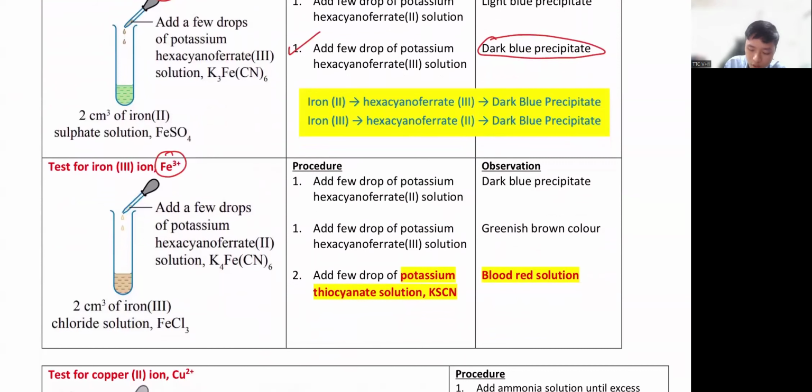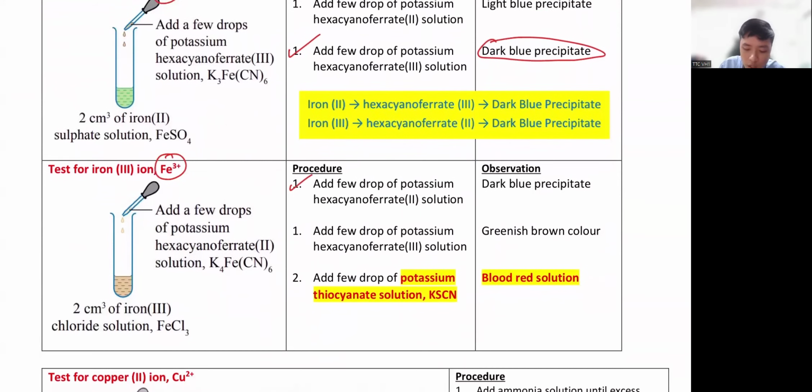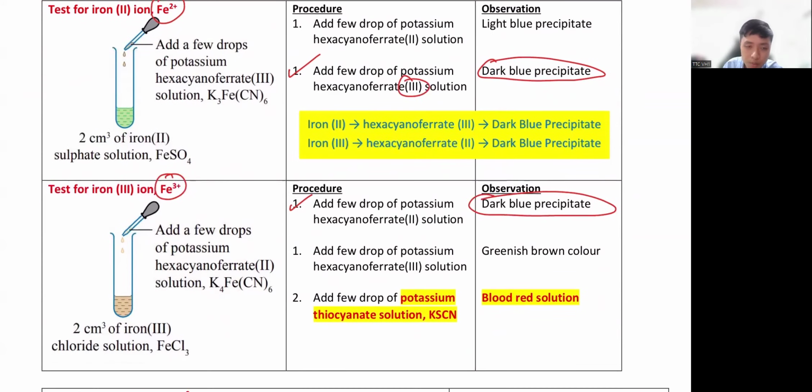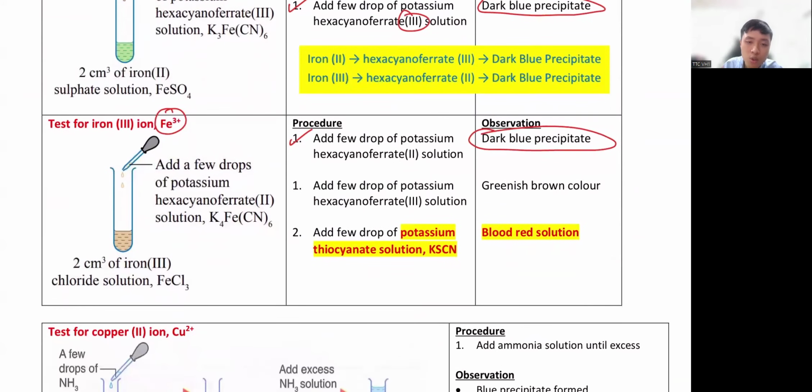For Fe3+, you can add a few drops of potassium hexacyanoferrate II, okay? Meaning for 2+ you add III, for 3+ you add II. Both give a dark blue precipitate. But for Fe3+, you have another option, which is potassium thiocyanate solution. So you get the blood red solution, okay? These few cations, no choice, you have to remember them on your own.